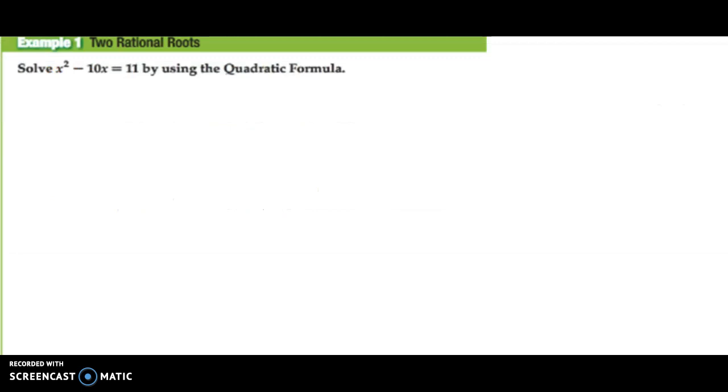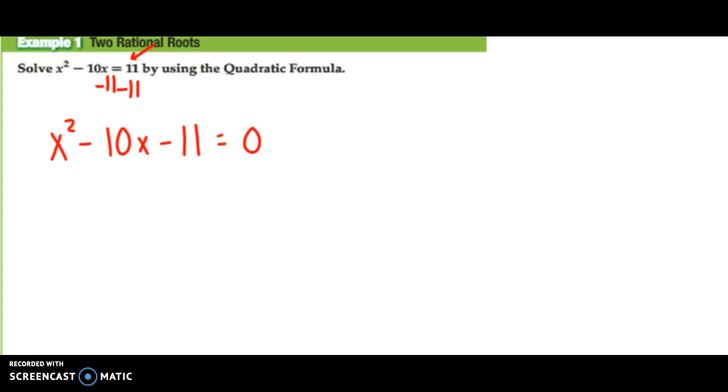So let's look at an example. Example 1 says to find two rational roots for this equation, x squared minus 10x equals 11, by using the quadratic formula. The important thing to look at in this one is that it's equal to 11. We always want our standard form, if we're solving quadratics, to be equal to 0. So I need to subtract 11 from both sides of the equal sign, and I get x squared minus 10x minus 11 equals 0.